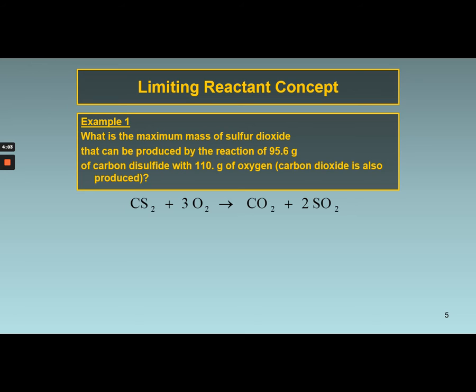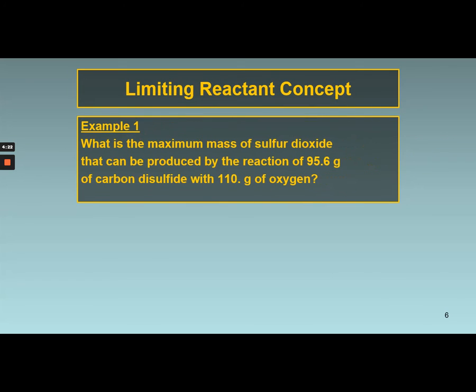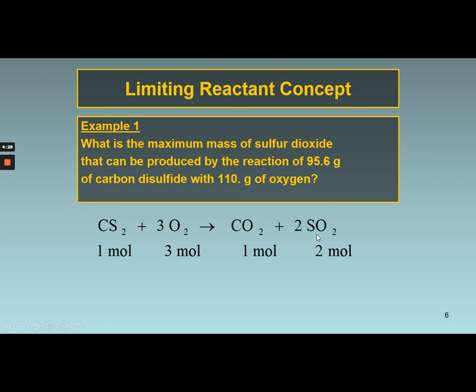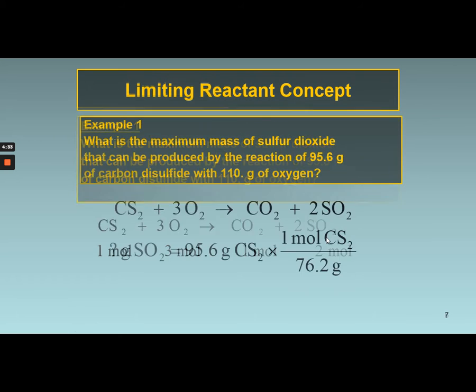So the first thing we need to do is take this 95.6 grams here and convert it to sulfur dioxide in mass. And then we need to take the 110 grams of oxygen and convert that to sulfur dioxide mass. So we're going to need to do 2 mass-to-mass stoichiometries. And we know our mole-to-mole ratios of carbon disulfide to sulfur dioxide and of oxygen to sulfur dioxide.